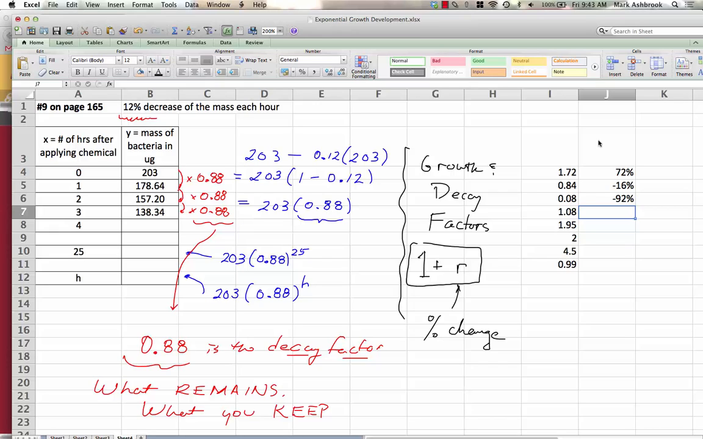Okay, 1.08. Maria, what's the percent change? Plus 8%? Okay, 1.95. Sarah? Plus 95%. Okay, so 2. If the growth factor is 2, what's the percent increase? Yeah? 100%. He wants 100%.